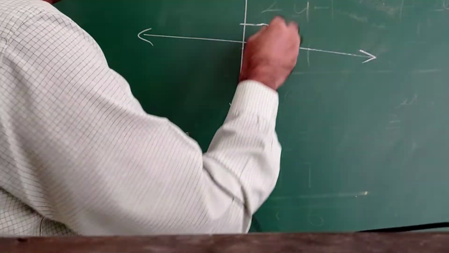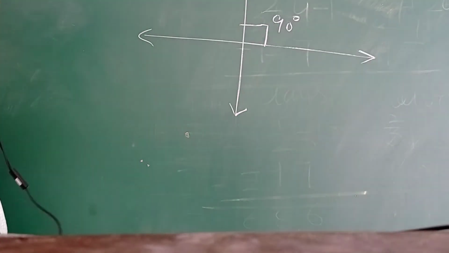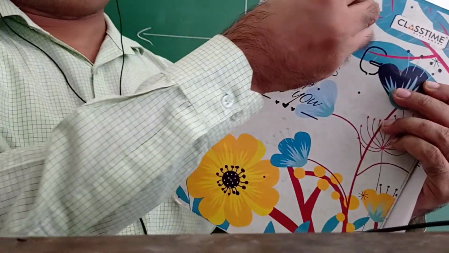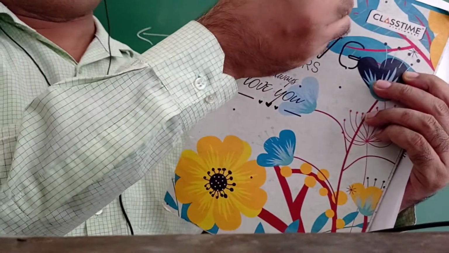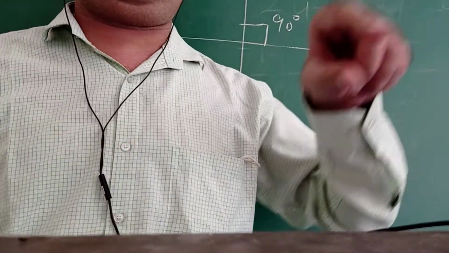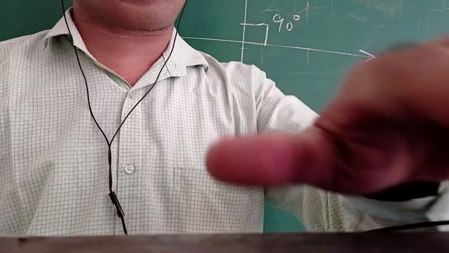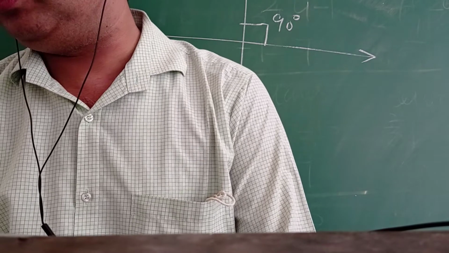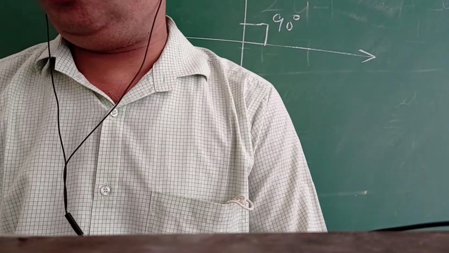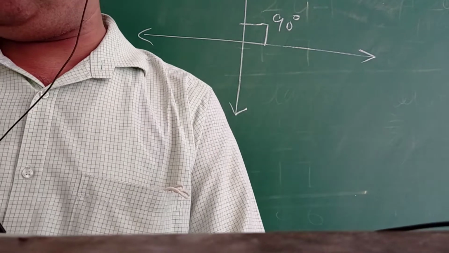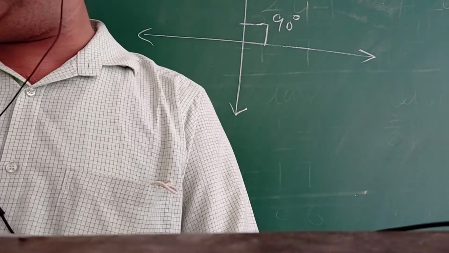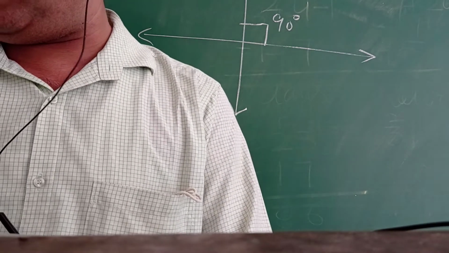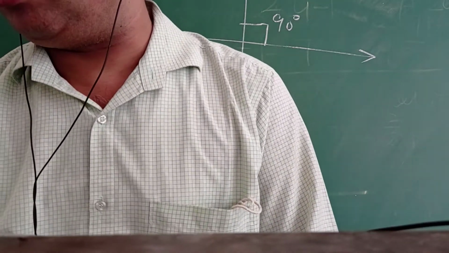This is called perpendicular. If you observe the corner of the board, corner of your notebook, this is also an example of perpendicular. Corner of your mobile phone, corner of your laptop, corner of your notebooks, all are examples of perpendicular. So in today's class we will use our compass and scale, and we will draw the perpendicular. How do we draw a perpendicular? By using the ruler and compasses.